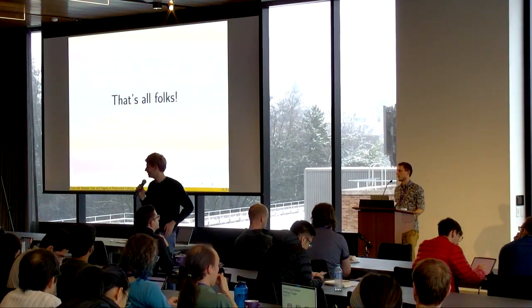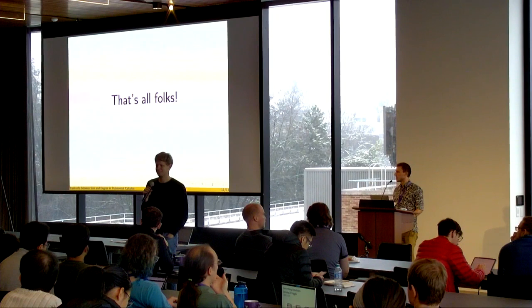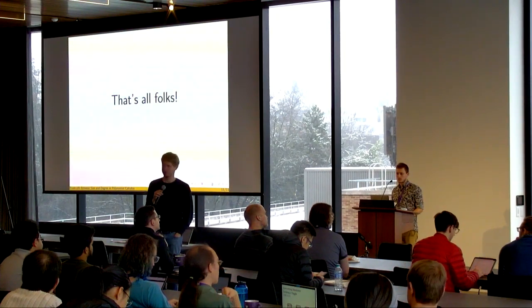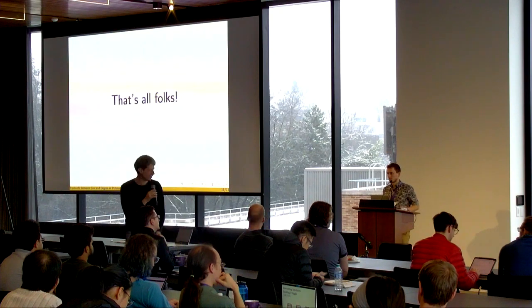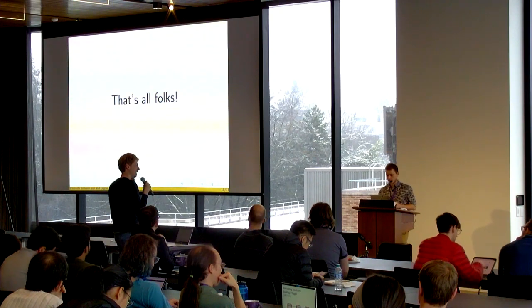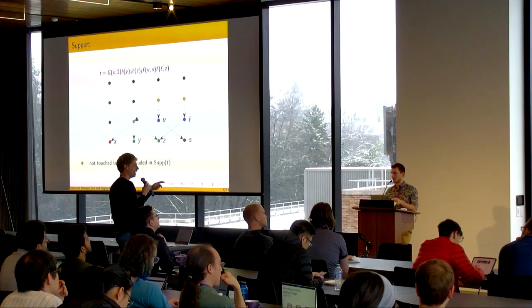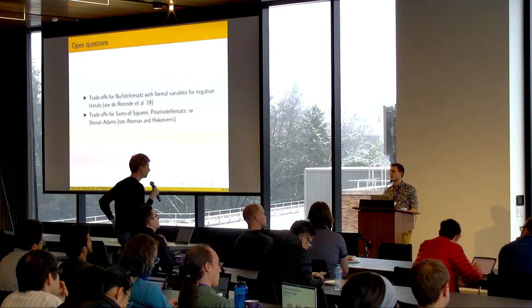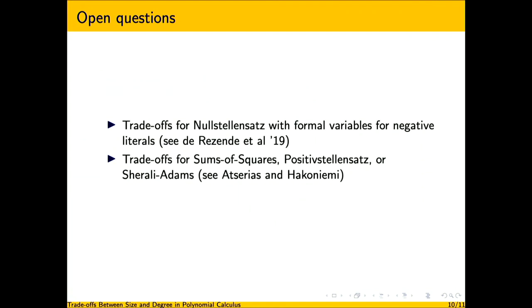All right, any questions? So if you go back to your last slide, in your open question, do you think that trade-offs would be harder to prove for, say, sum of squares or kind of proof systems? Yeah, substantially harder. Because they're more universal, or something. Yeah. Okay. All right, great.